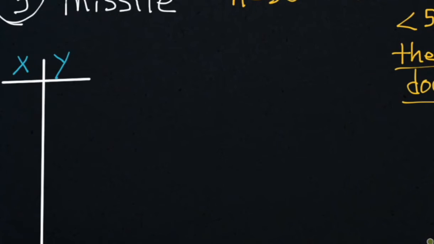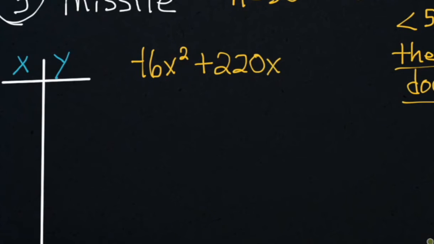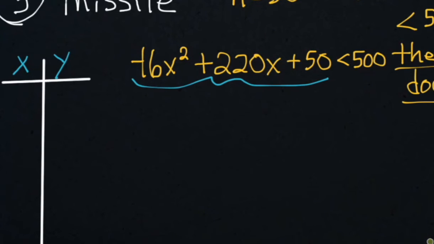So let's look at the equation. Negative 16x squared plus my 220x plus 50. We want that to be less than 500. So I'm plugging my equation into y1, and I want to look at y1 and see where it is less than 500.